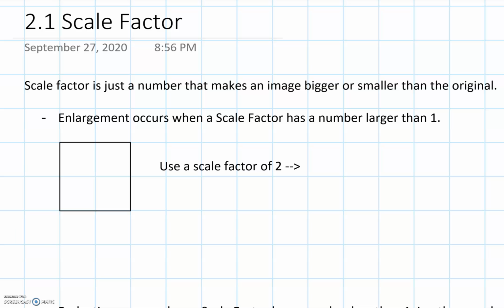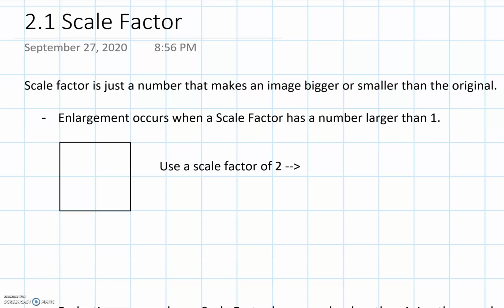So scale factor is just a number that makes another image bigger or smaller than the original. It's often used in floor plans, maps, diagrams and designs, those sorts of areas, which could come in handy in construction or fabrication of some sort, or any sort of creating of physical objects. So this is a real life good application type of topic here.